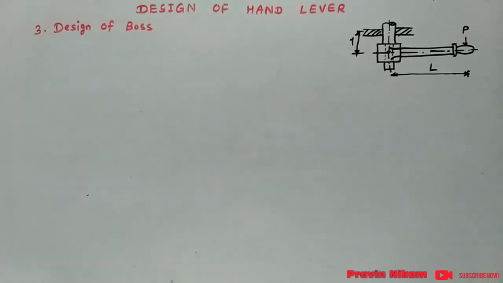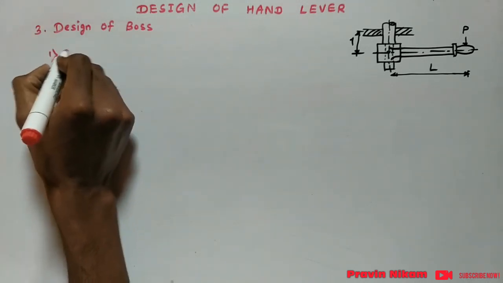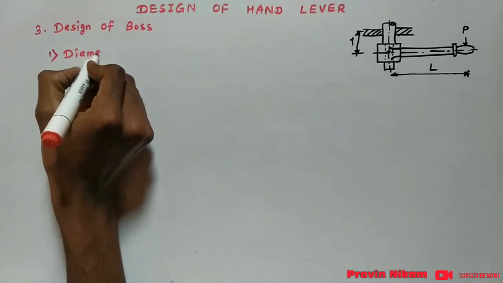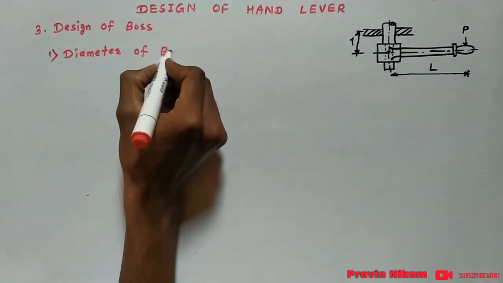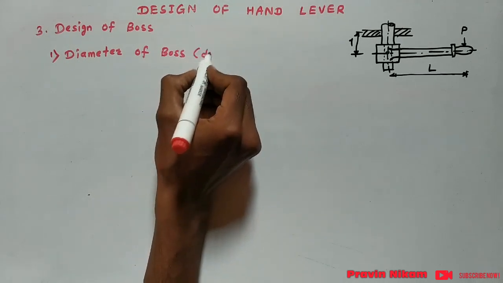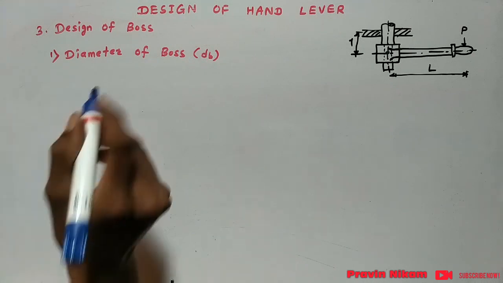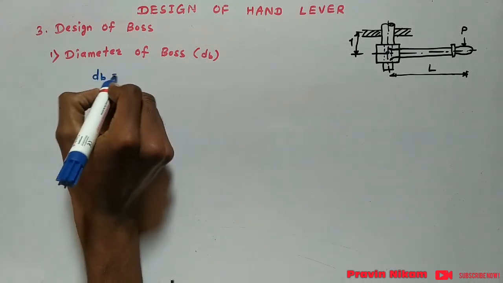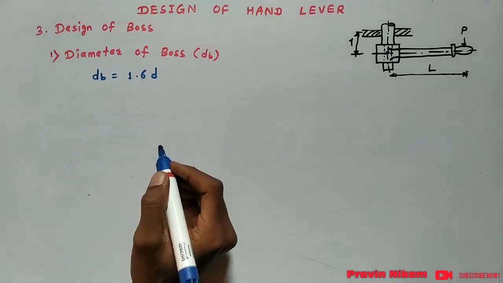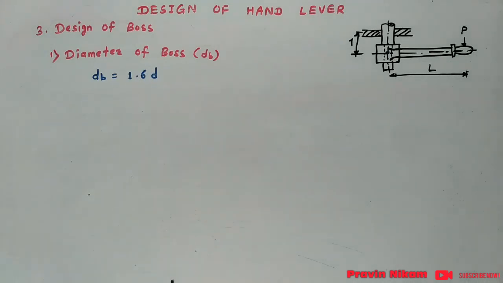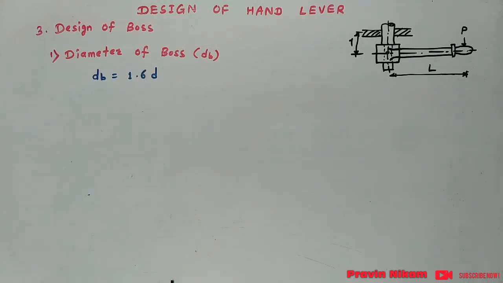So here one is diameter of boss, that is dB. For that an empirical relation is used. So dB is equal to 1.6 times diameter of shaft in boss. By using this empirical relation you can find out the diameter of boss.